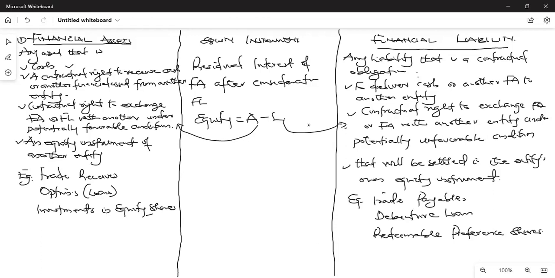If you go ahead, you are talking about your capital structure, your share deals, your capital surplus. All those things that we are talking about are equity. Okay, so that is that.